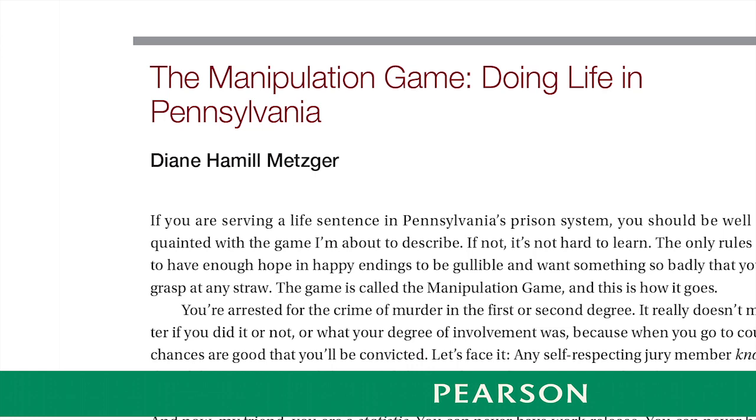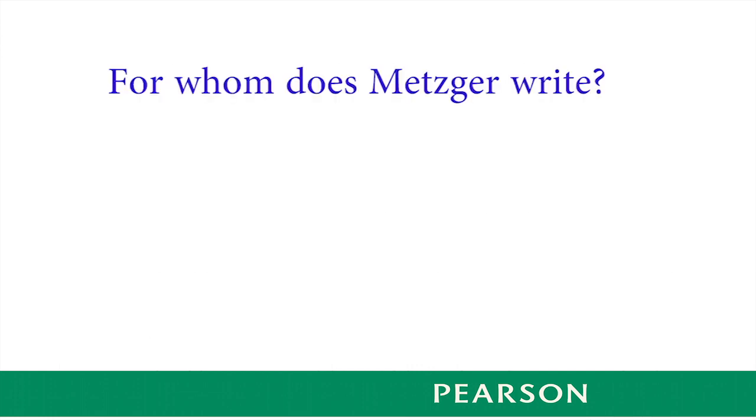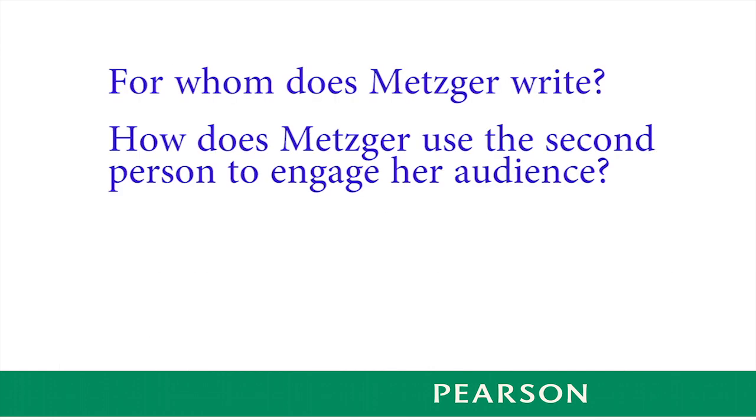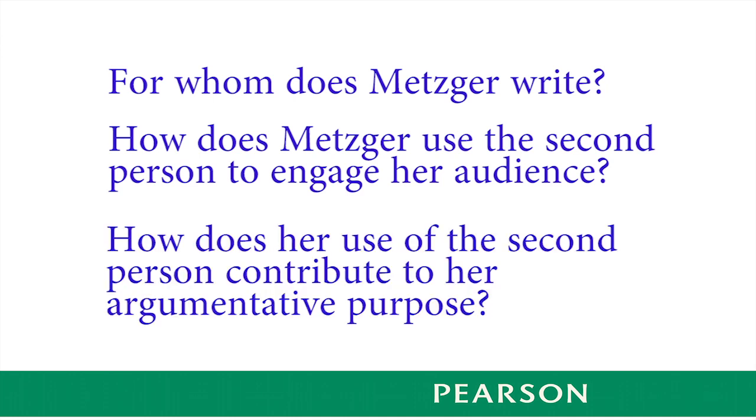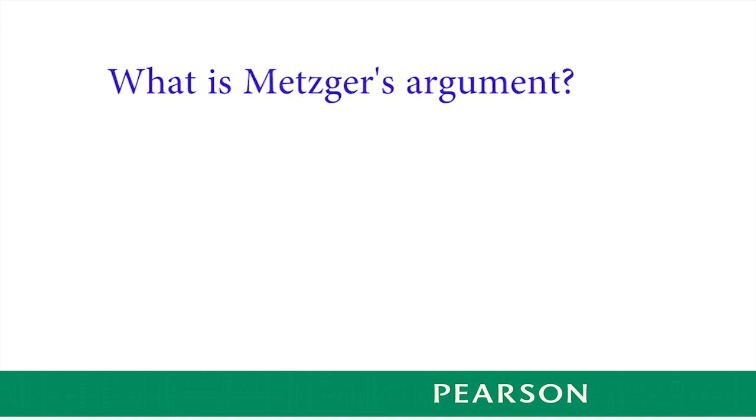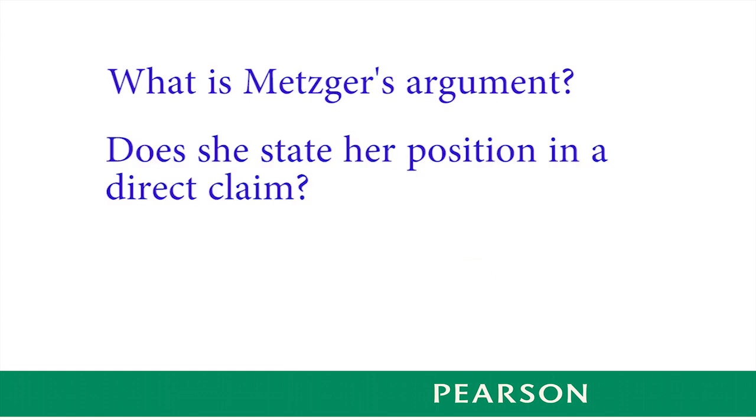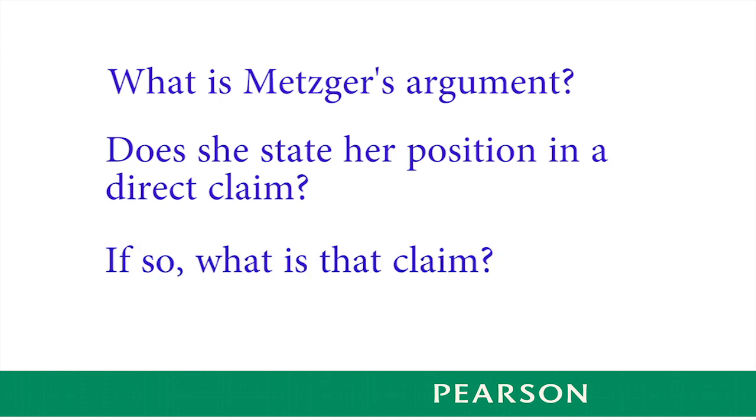To drive this conversation, I often start by asking students some basic key questions about the rhetorical purpose of the essay. For whom does Metzger write? How does she use the second person to engage her audience? How does the use of the second person contribute to her argumentative purpose? What is Metzger's argument? Does she state her position in a direct claim? If so, what is that claim? If not, how do readers then extract her claim from the narrative?